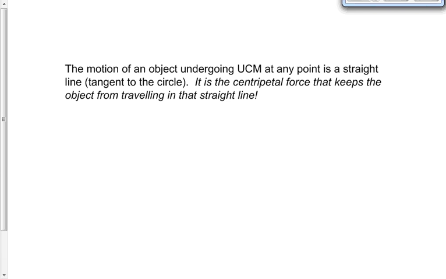Let's talk about what happens now to the object as it goes around the circle. As the object goes around a circle, it wants to go in a straight line. Inertia wants to take this thing in a straight line. We define inertia as a tendency of an object to keep doing what it's doing, a tendency to resist a change in motion. If I'm going in a straight line, I want to stay going in a straight line. If I'm not going in a straight line, I want to go in a straight line. The only thing that's keeping me from going in a straight line is a force, a net force acting on the object.